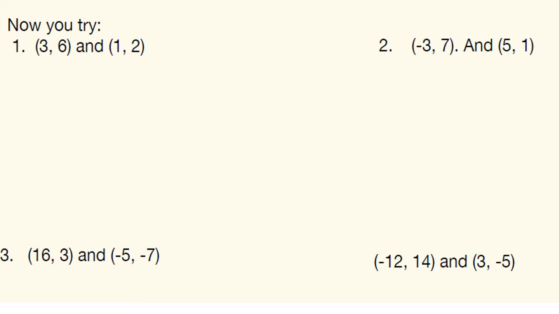So I'd like for you to try number 1. You're going to find the average of the x's and the average of the y's. So which two numbers are the x's in number 1? It's the 3 and the 1. So let's take the 3 and the 1, add them together, and divide it by 2.